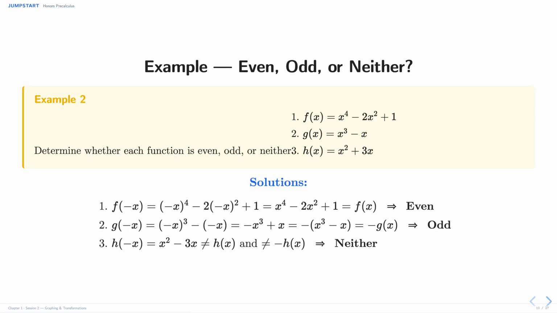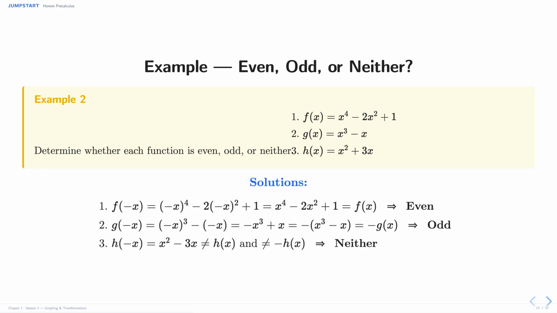In this example, we will determine whether each function is even, odd, or neither. For the function f of x equals x to the 4th minus 2x squared plus 1, when we replace x with -x, we find it remains unchanged, indicating it is even. For g of x equals x cubed minus x, replacing x with -x gives us the negative of the original function, so it is odd. Lastly, for h of x equals x squared plus 3x, neither condition holds, so it is classified as neither even nor odd.